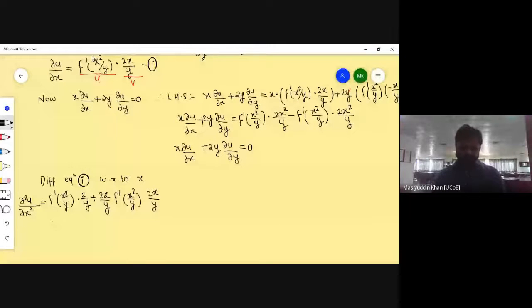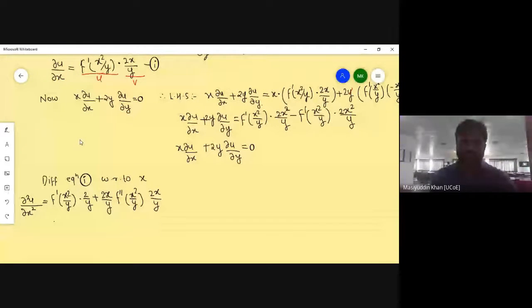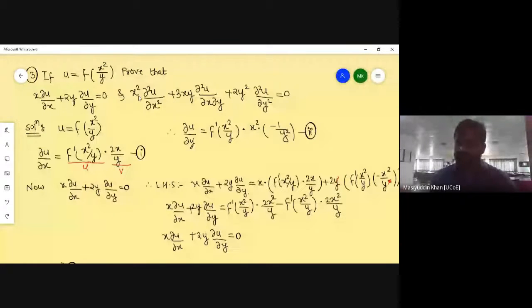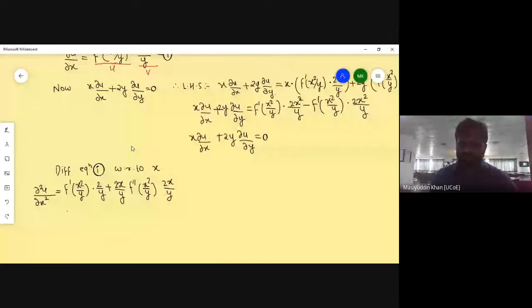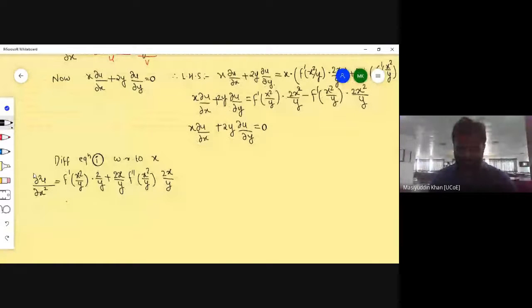So one by one we have to sort out this part. Now see what is given. I'll do it directly here. It is given that we have to multiply with x square. So I'm just multiplying this part with x square. So x square into ∂²u/∂x².